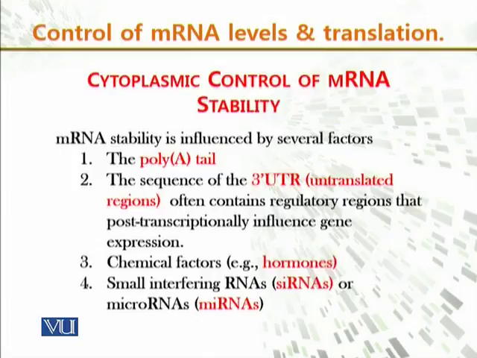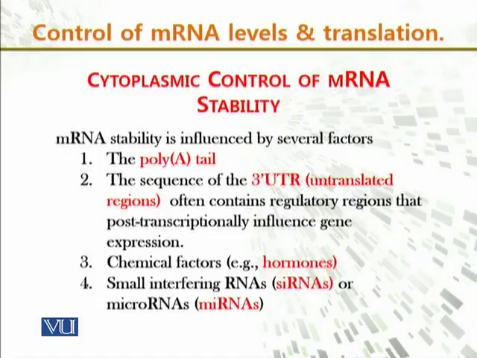Now, cytoplasmic control of messenger RNA stability, because there ought to be a stable RNA, and messenger RNA stability is influenced by several factors in the cell. For example, the poly A tail, then the sequence of the 3' UTR, where UTR stands for untranslated regions of messenger RNA, and they often contain regulatory regions. In the UTR, the untranslated region, there are some regulatory regions which regulate protein synthesis and post-transcriptionally influence gene expression.